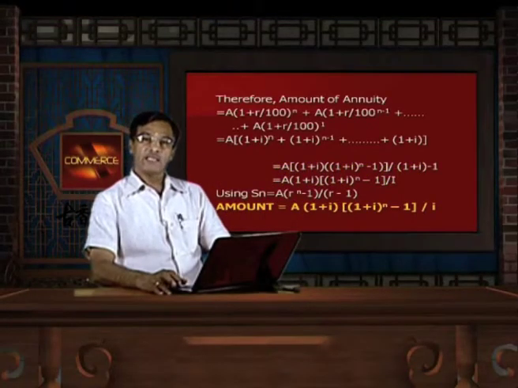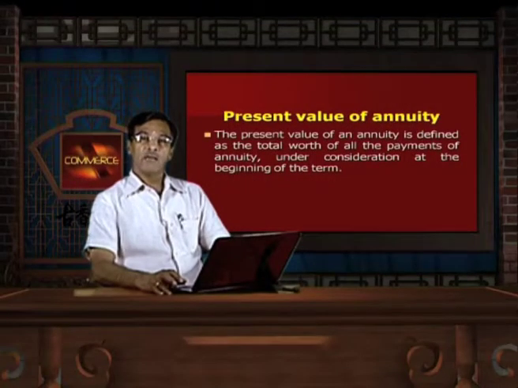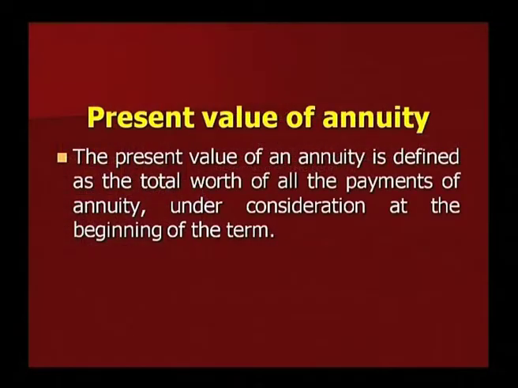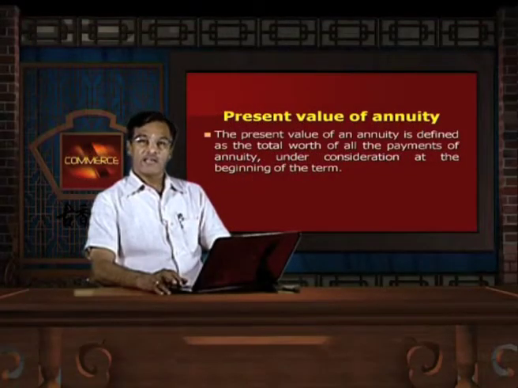Now, I will explain the present value of annuity. The present value of an annuity is defined as the total worth of all the payments of the annuity under consideration at the beginning of the term. If we calculate the total amount of the annuity at the start of the annuity, it is called the present value of annuity. I will explain the present value calculation of annuity in different cases.